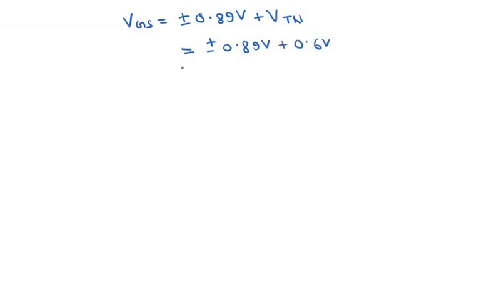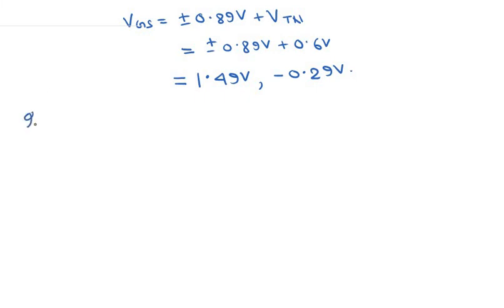So we have two solutions here, one for the plus sign and another for the minus sign. The two solutions are 1.49 volts for the plus sign, and minus 0.29 volts for the minus sign. Now we have to check which one is the physical solution, because mathematically we are getting two solutions, and we have to discard the solution which is not physical.